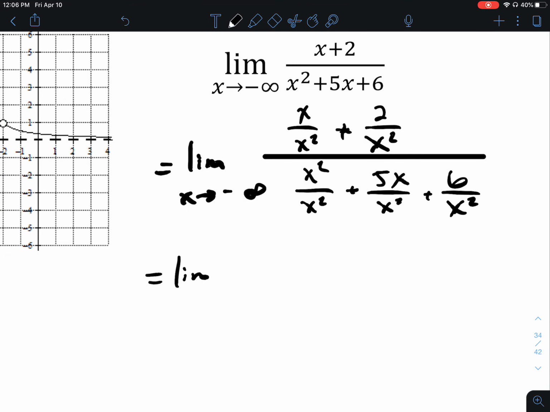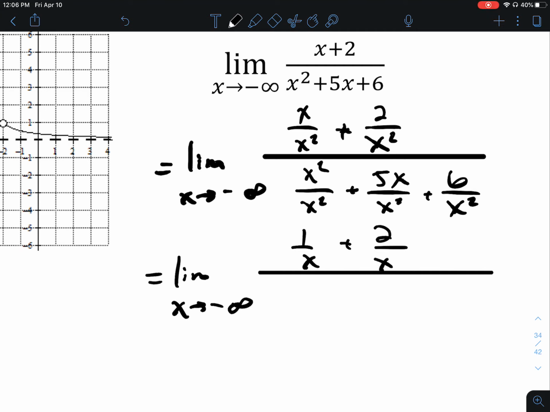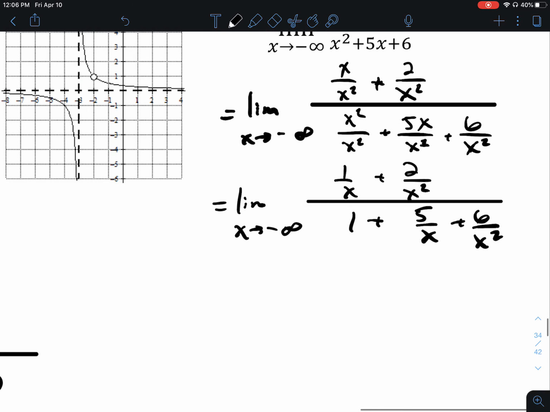We simplify each of these. When you divide something by itself, it cancels. x over x squared is 1 over x. 2 over x squared doesn't simplify. x squared over x squared is 1. 5x over x squared is 5 over x. And 6 over x squared doesn't simplify.